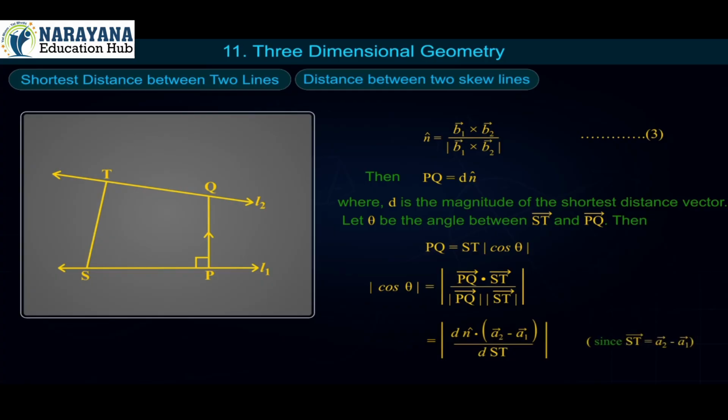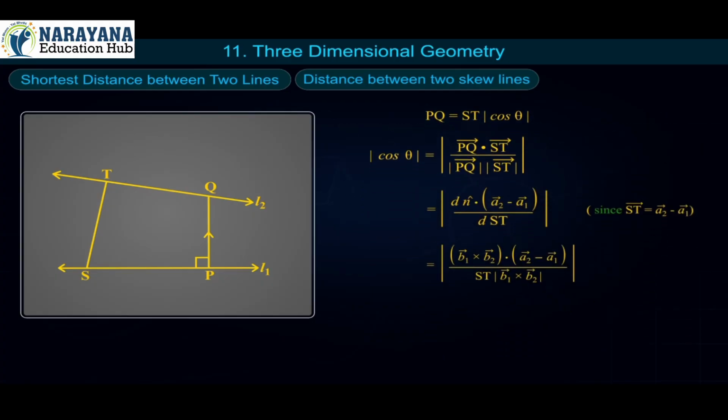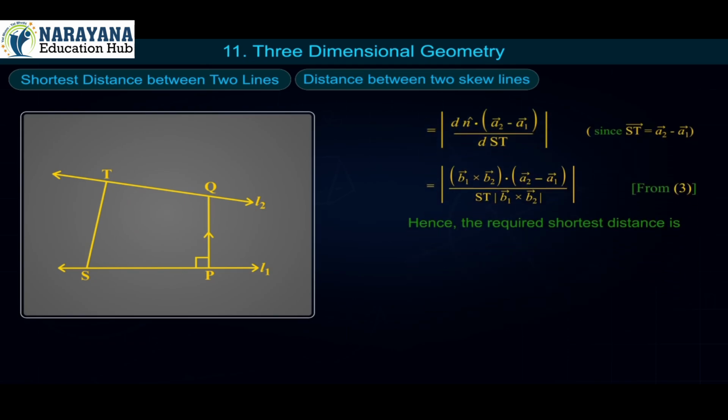since vector ST is equal to vector A2 minus vector A1. This is equal to modulus of (vector B1 cross vector B2) dot (vector A2 minus vector A1) upon ST into modulus of vector B1 cross vector B2, from 3. Hence, the required shortest distance is d is equal to PQ is equal to ST into modulus of cos theta, or d is equal to modulus of (vector B1 cross vector B2) dot (vector A2 minus vector A1) upon modulus of vector B1 cross vector B2.